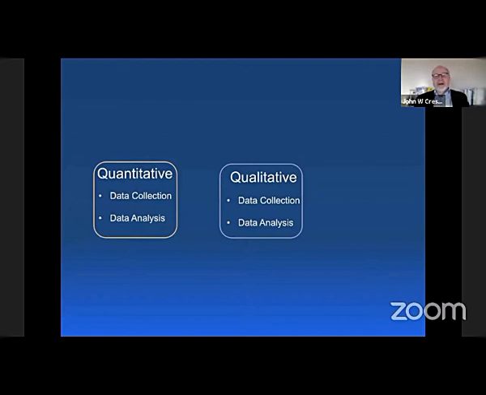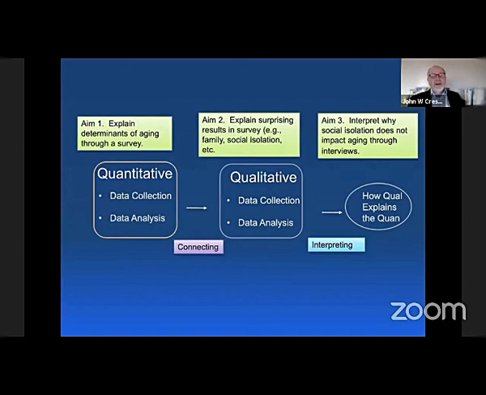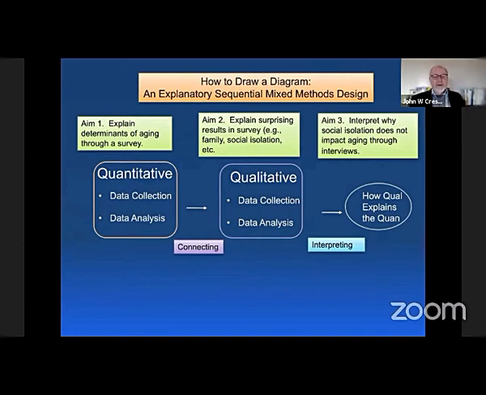I want to show you another diagram here. This is going to be a diagram of an explanatory sequential design. Remember that design is where I start quantitatively and then follow up with qualitative data. So I'm going to connect these two databases, and I'm going to use the qualitative to explain the quantitative results. Again, I can put quantitative, qualitative, and mixed methods aims above each one of the parts of this. And so this is a diagram of an explanatory sequential mixed method design. I've already shown you that design several times. And then we can also have a timeline at the bottom.